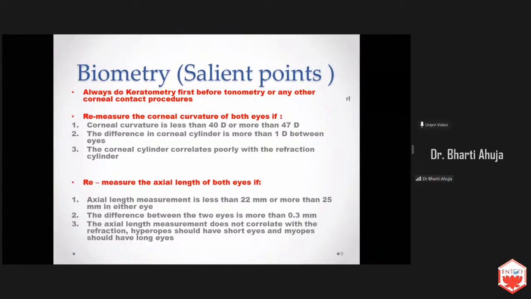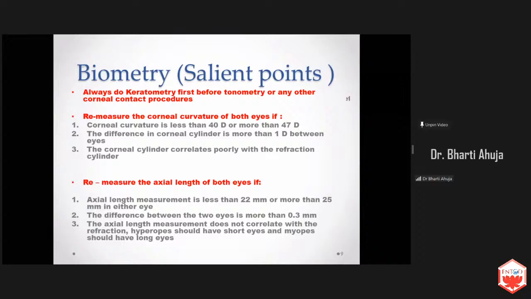Biometry should be done very meticulously. Always we should do keratometry first, before doing any other corneal contact procedures or any tonometry. We have to measure the corneal curvature for both the eyes. We need to re-measure it if the corneal curvature is less than 40 diopters or more than 47 diopters in either of the eyes, if the difference in corneal cylinder is more than 1 diopter between the eyes, or if the corneal cylinder is not correlating with the refractive cylinder.